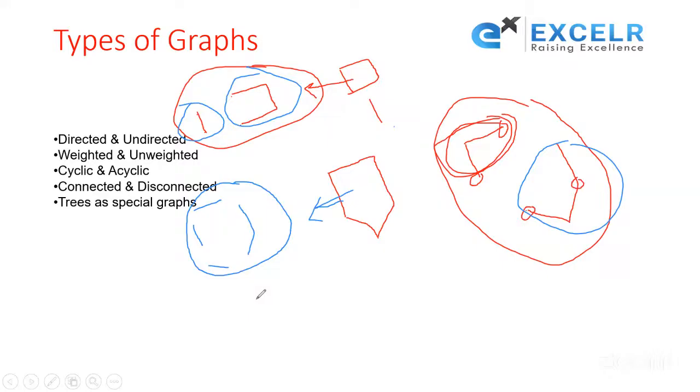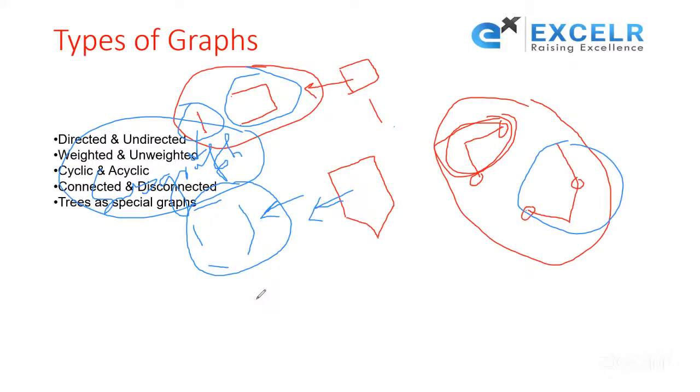And each component is called a subgraph. You might have heard about it. A subgraph is a component of a graph. For example, if it was a graph, these are the subgraphs of this graph. So we can simply say that a subgraph is a subset of the original graph.